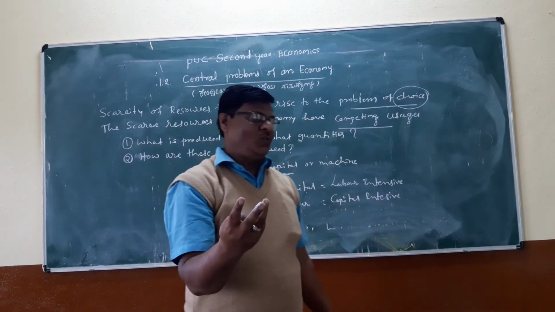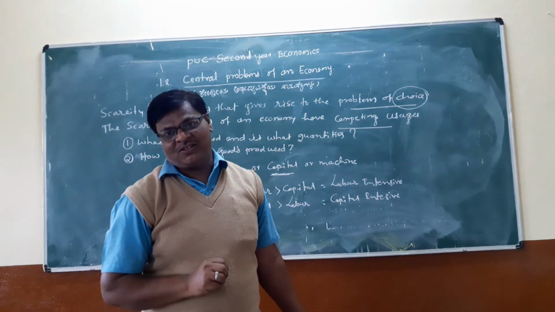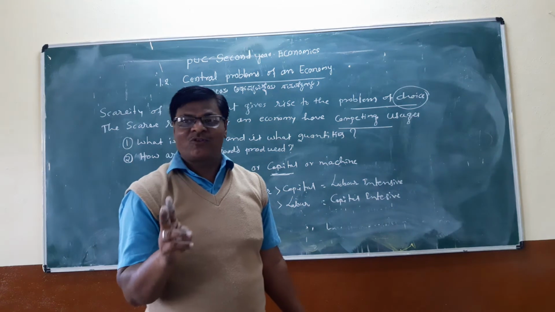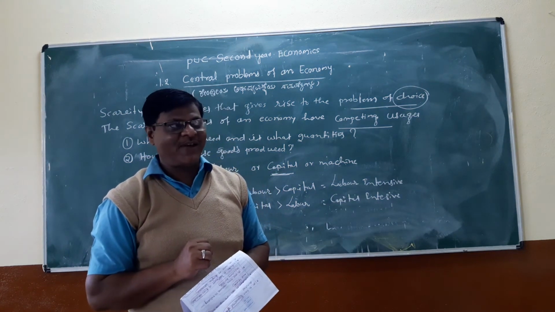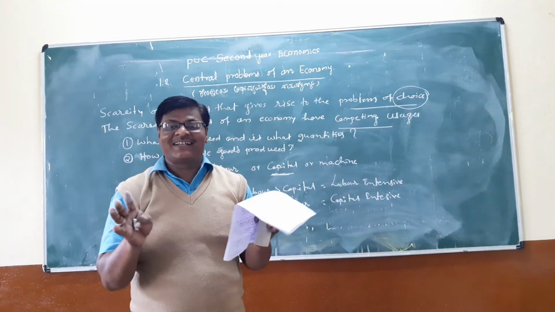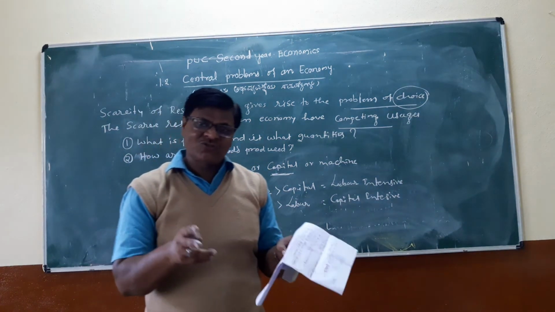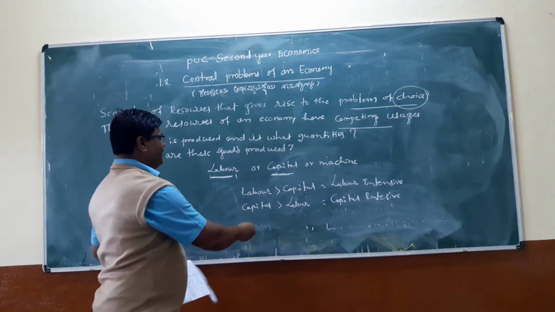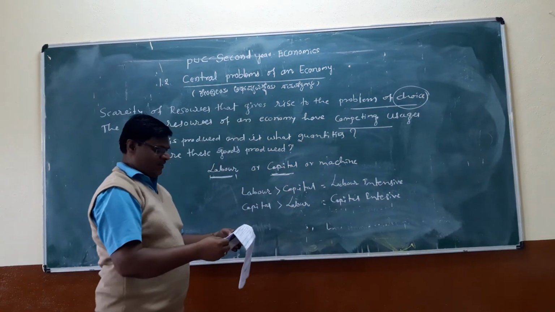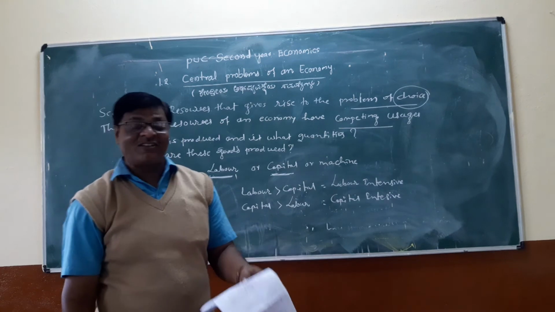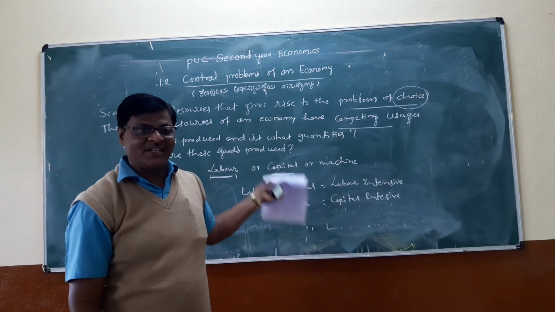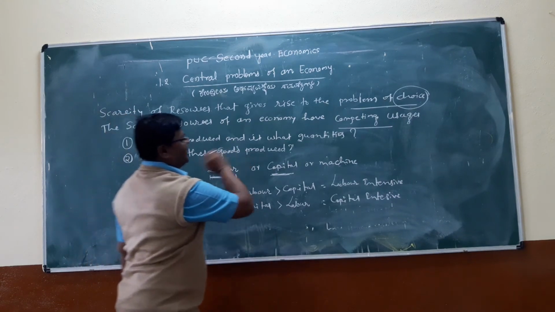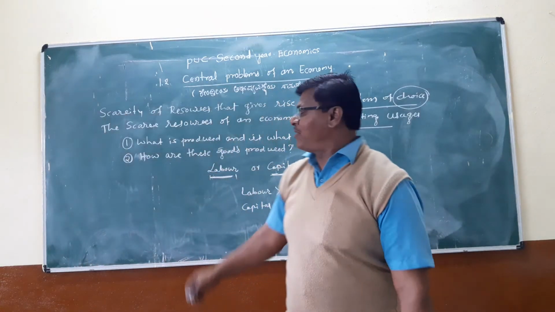These two inputs are used in production. Labor and capital play the most important role in a central problem of an economy. Which factor should be used more and more? Which factor should be used less and less? We have scarce resources. This is labor intensive and capital intensive. Which of the available technology should be adopted in the production of these goods and services? This is the second central problem of an economy.